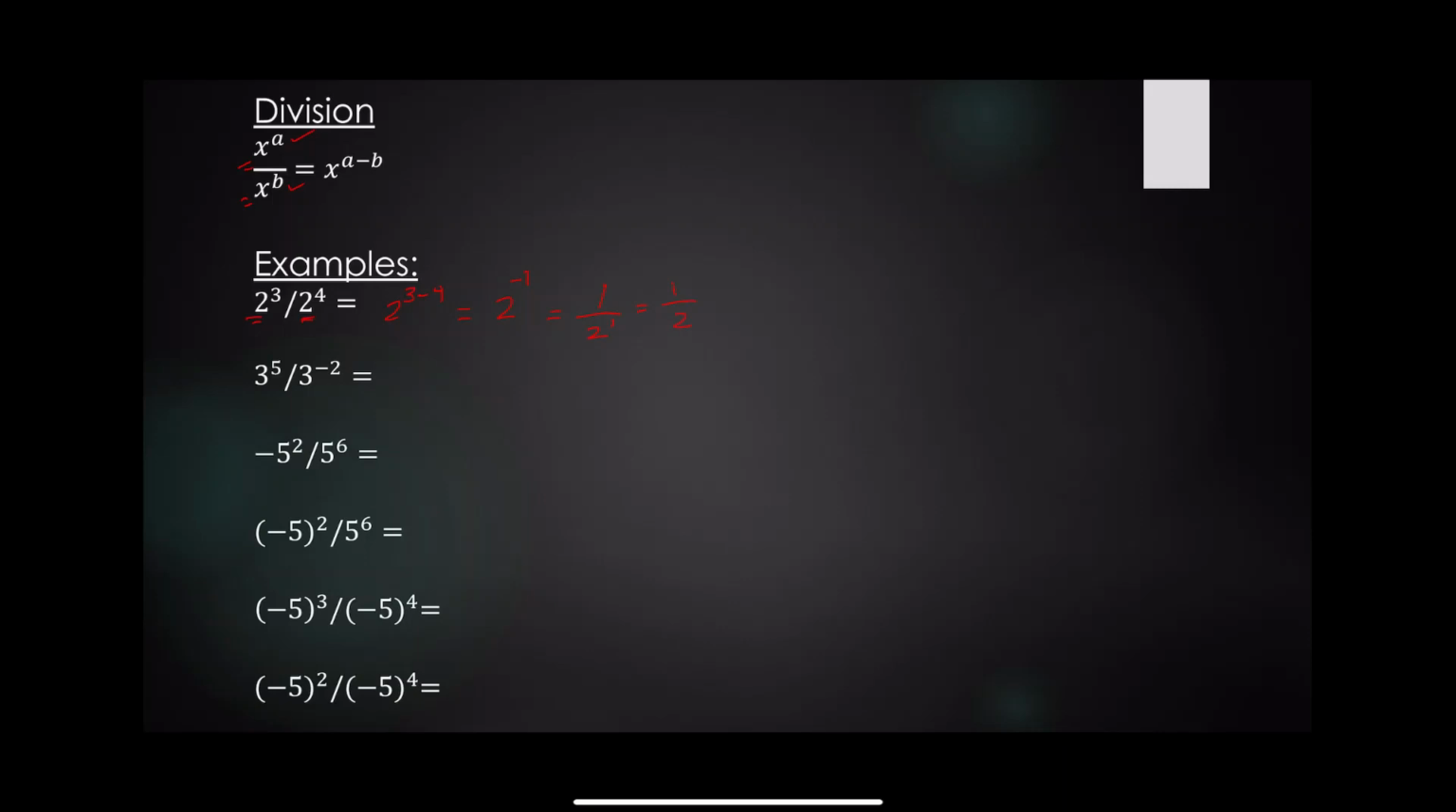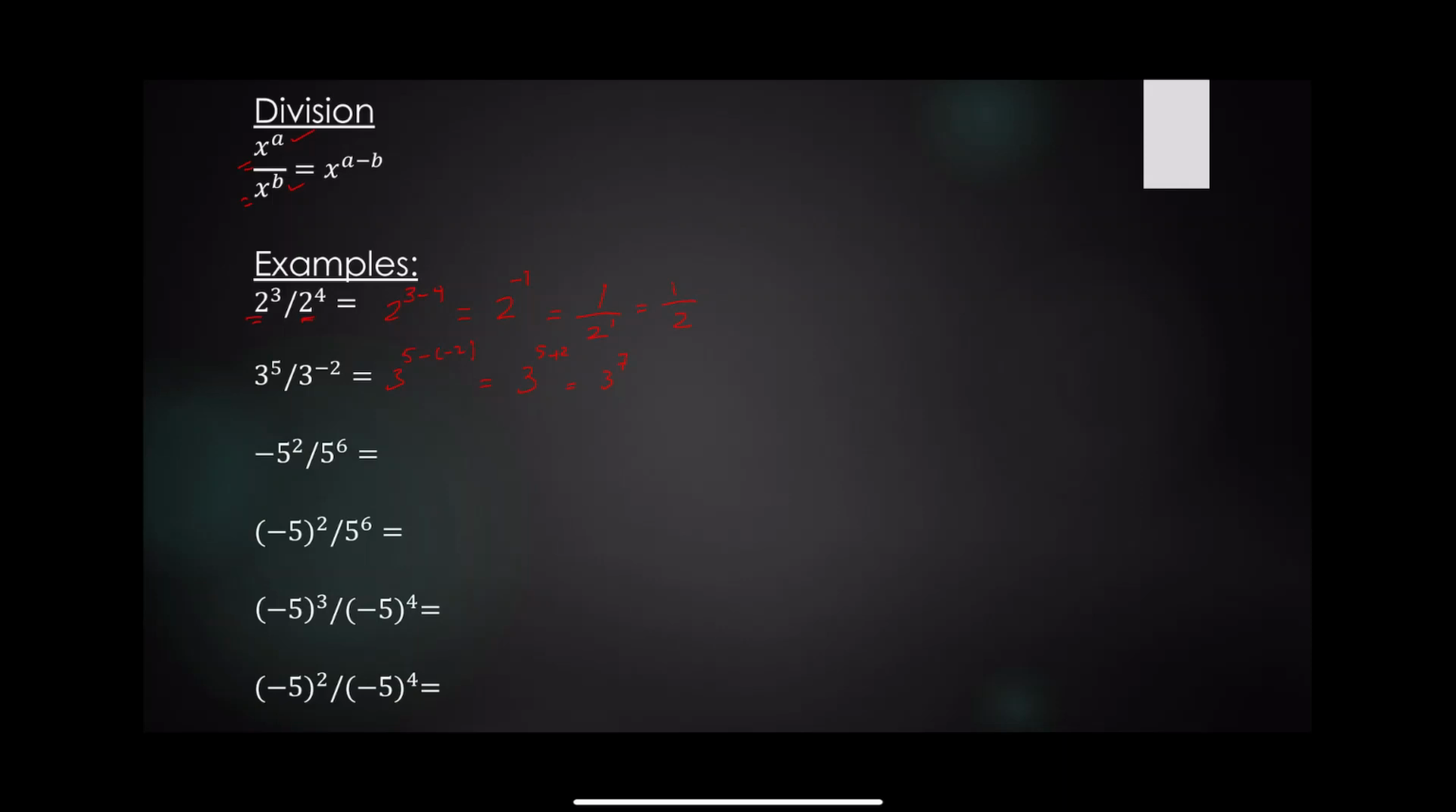3 to the power 5 divided by 3 to the power negative 2. The same, we have similar bases, 3 to the power 5 minus negative 2. Now in case of negative with negative, we have to multiply them and they will become positive. So it's 5 plus 2, which is 3 to the power 7.